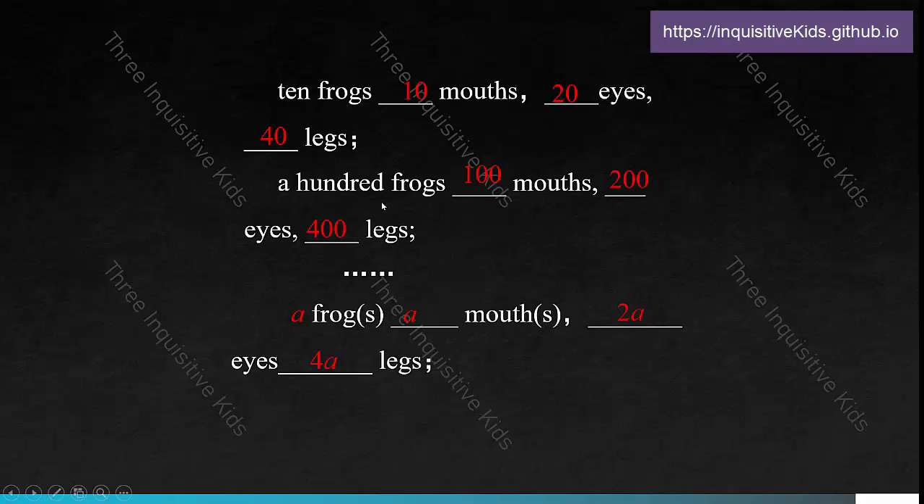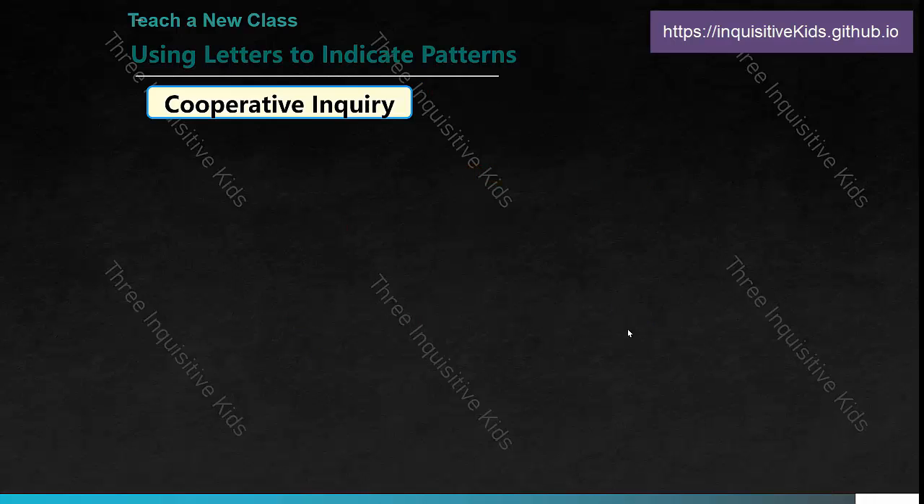As you can see here, we know that if we have 10 frogs, we're going to have the same amount of mouths because each frog has 1 mouth. So we're going to have A mouths. We're going to have 2A eyes because each frog has 2 eyes, and 2A means 2 times A. And we're going to have 4 legs per frog, and we have A number of frogs. So that's 4 times A legs, 4A legs.